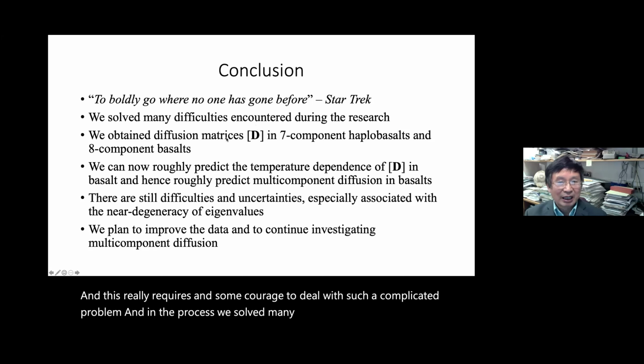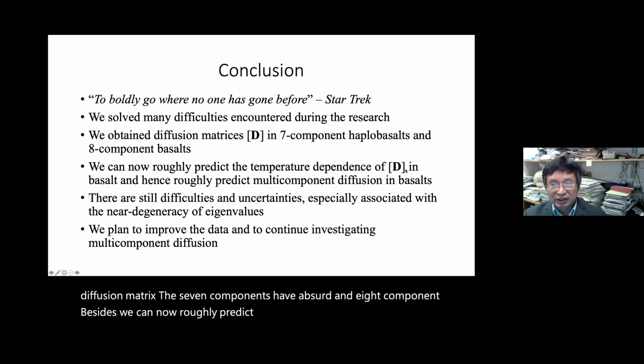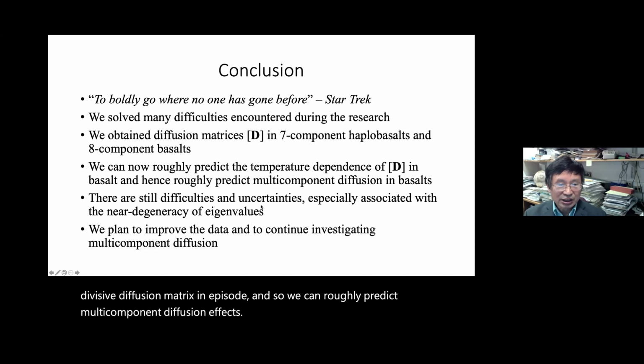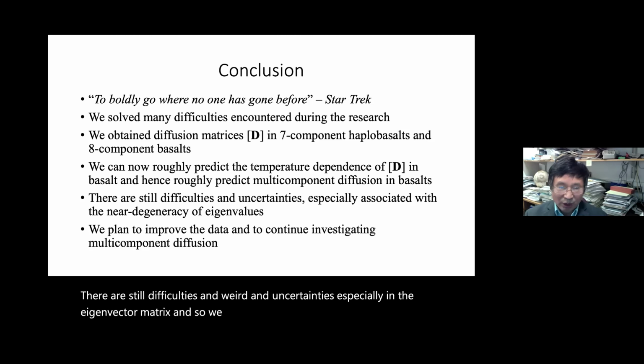We obtained the diffusion matrix in 7-component haplobasalt and 8-component basalt. We can now roughly predict the temperature dependence of the diffusion matrix in the basalt, and so we can roughly predict the multi-component diffusion effect. There are still difficulties and uncertainties, especially in the eigenvector matrix, and so we are still working on this.